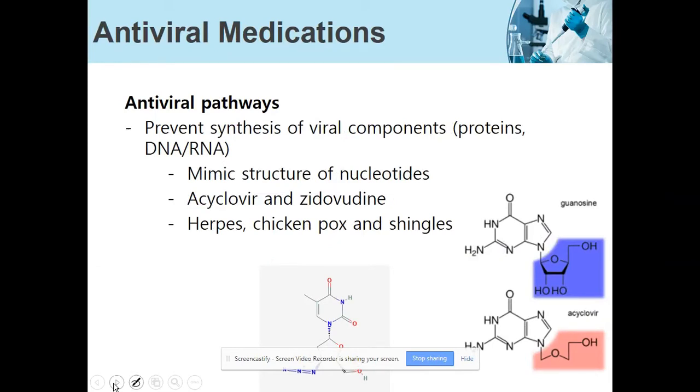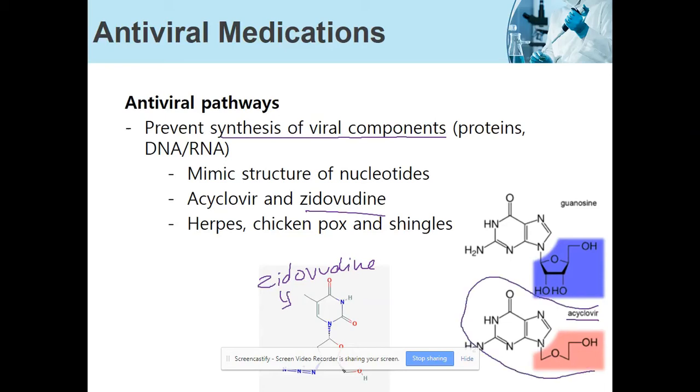Another place where we are actually having a fair amount of success is by preventing the synthesis of the viral components. So we let the virus into the host cell. The virus can get into the host cell's DNA, but we throw in these medicines, acyclovir and zidovudine. I'm probably saying that wrong. Zidovudine is this one. Acyclovir is this one down here.